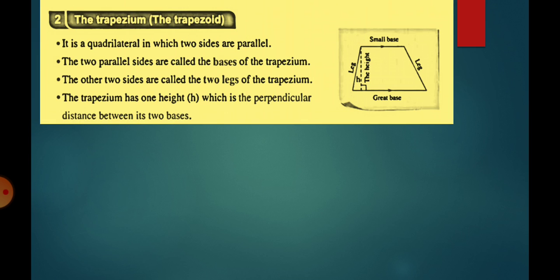The trapezium. A trapezium is a quadrilateral in which two sides are parallel and not equal in length. If the opposite sides are parallel and equal, it will be a parallelogram. But here, it has only two opposite sides that are parallel and not equal.